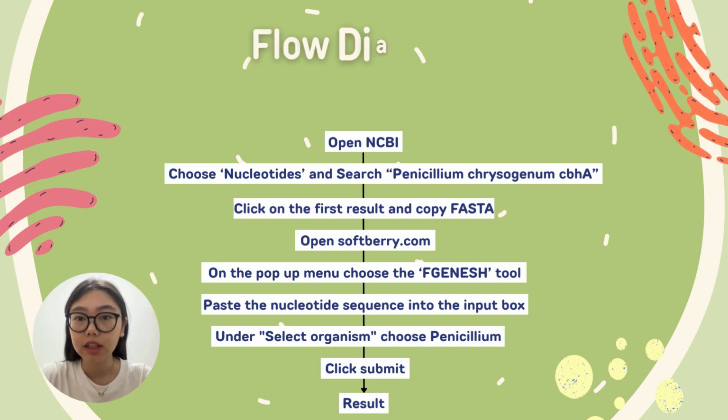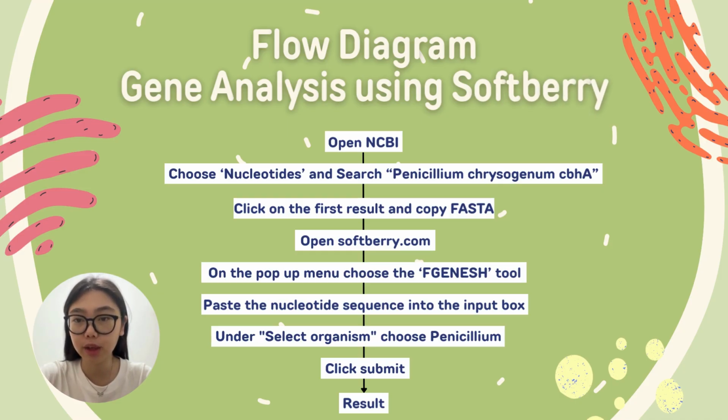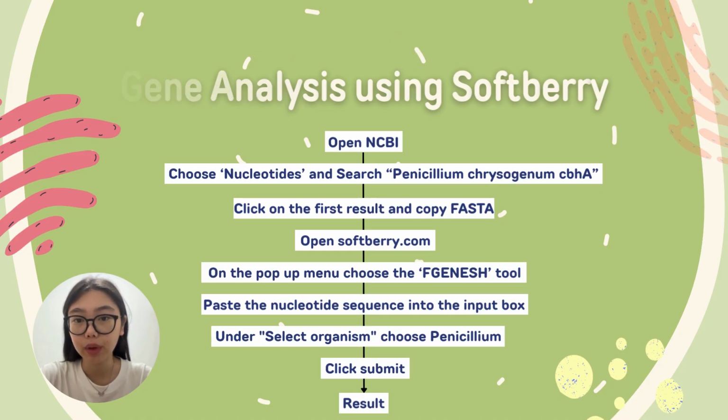Flow diagram of gene analysis using Softberry. First, open NCBI, then choose nucleotides and search Penicillium chrysogenum cbHA. Click on the first result and copy the FASTA. Open softberry.com. On the pop-up menu, choose FGENESH tool. Paste the nucleotide sequence into the input box, and under Select Organism, choose Penicillium. Click Submit and the result will be shown.